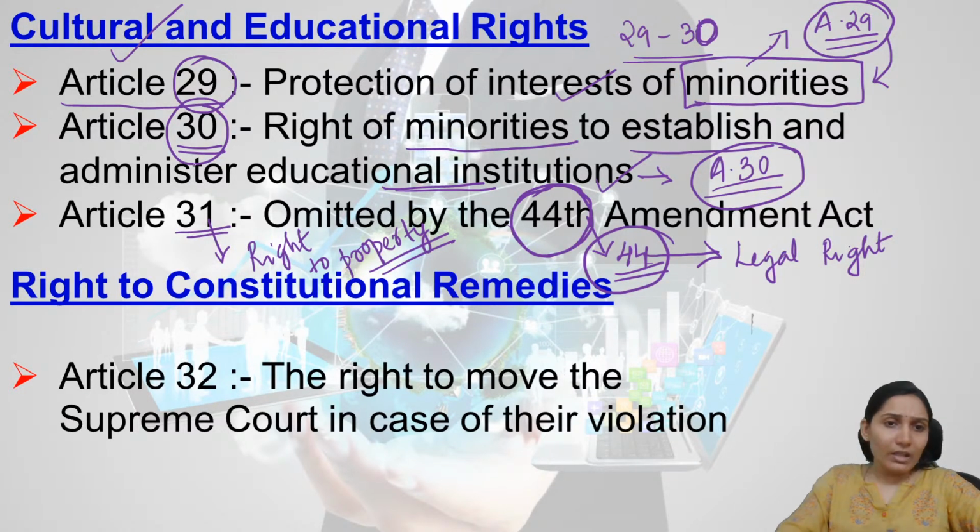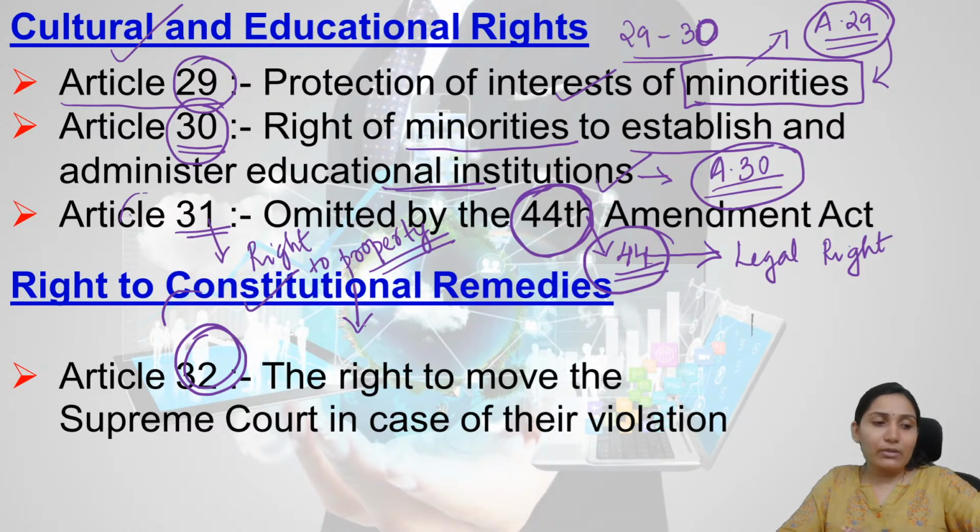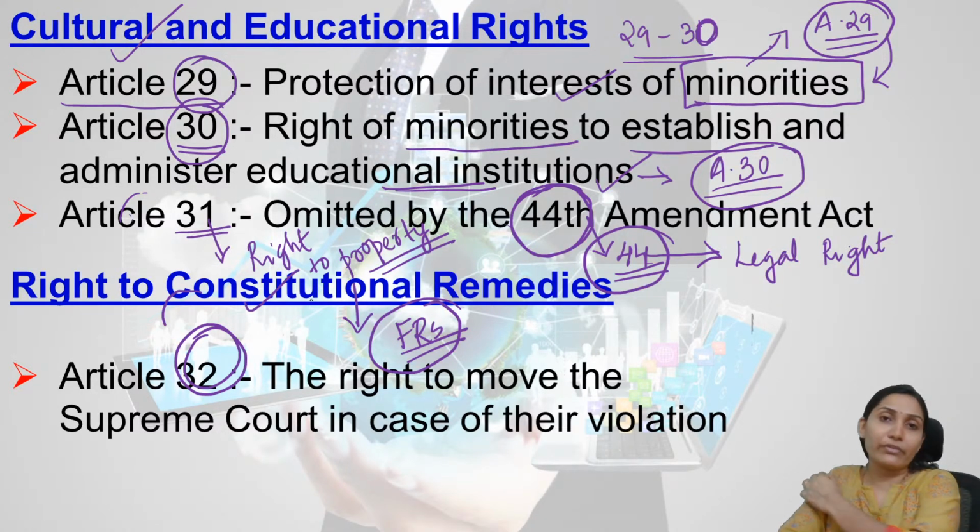Now next one is Article 32. Article 32 provides for the right to constitutional remedies. So what is meant by right to constitutional remedies? It means that if any of your fundamental rights are denied by the state, then you can go to the judiciary, the High Courts and the Supreme Court, for the violation of your fundamental rights. If you are not given your fundamental rights, or if the state is taking away your fundamental right, you can approach the High Court and the Supreme Court.